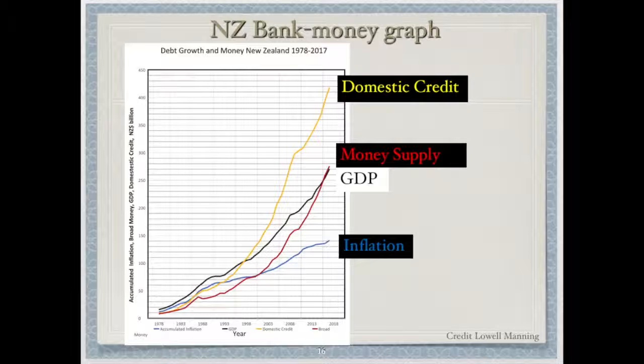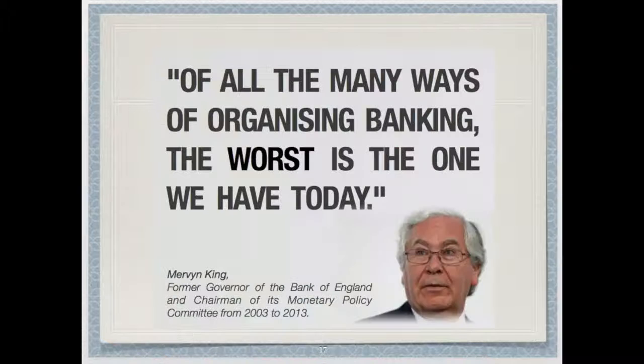So what I want you to take from this is that the yellow line is domestic credit, so that includes private debt and public debt. And notice how fast it's going up, and notice that it's way bigger than the red line, which is our money supply. Of all the ways of organising banking, the worst is the one we have today.